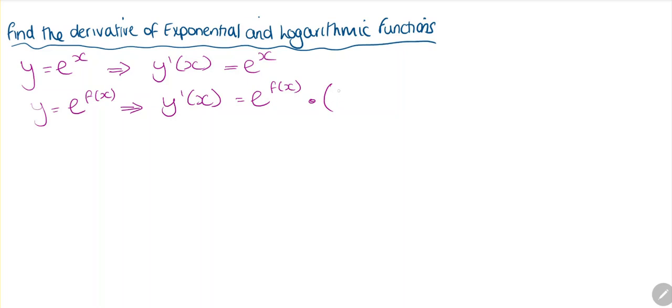taking the derivative of this function. And then we will be able to rewrite it with this in front.